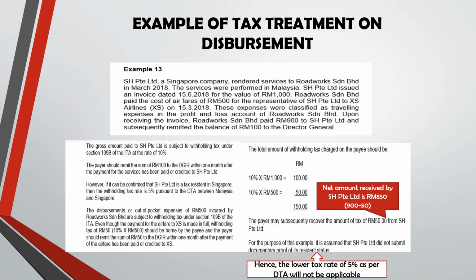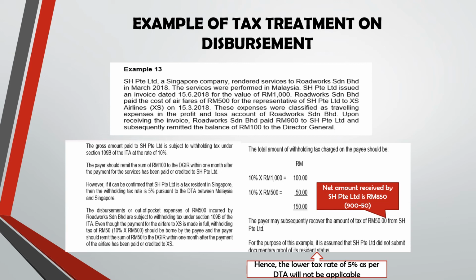So the gross amount paid to the non-resident is subject to withholding tax under Section 109B of the Income Tax Act at the rate of 10%. The payer should remit the sum of 100, which is 1,000 times 10%, to the Director General within 1 month. However, if it can be confirmed that the payee is a tax resident in Singapore, because Singapore has a double taxation agreement with Malaysia, you can charge a lower withholding tax rate of 5% compared to the Malaysian rate of 10%.